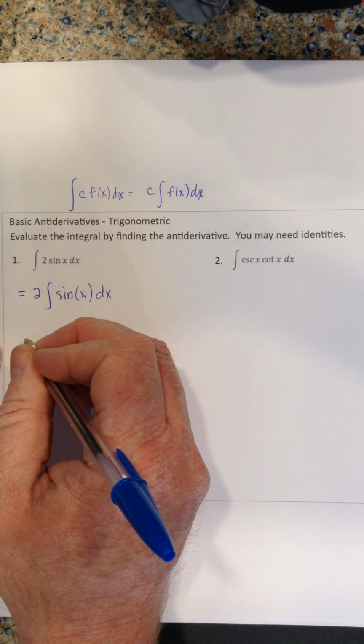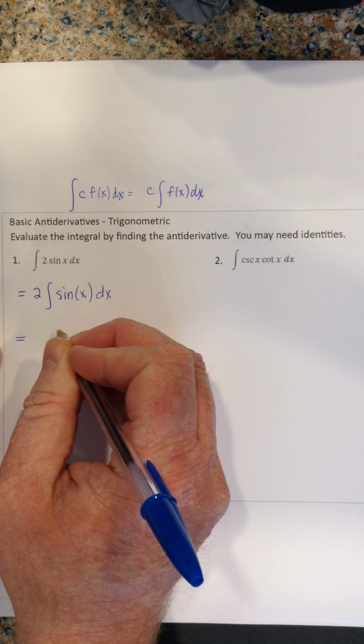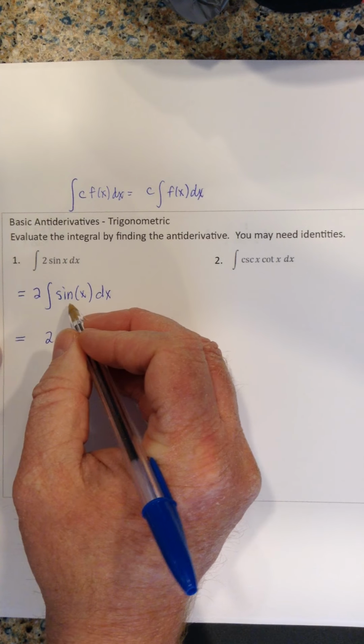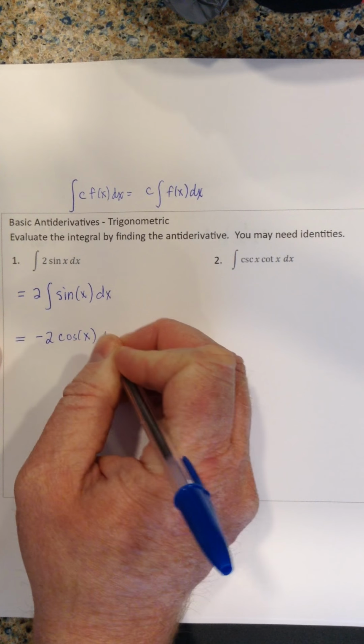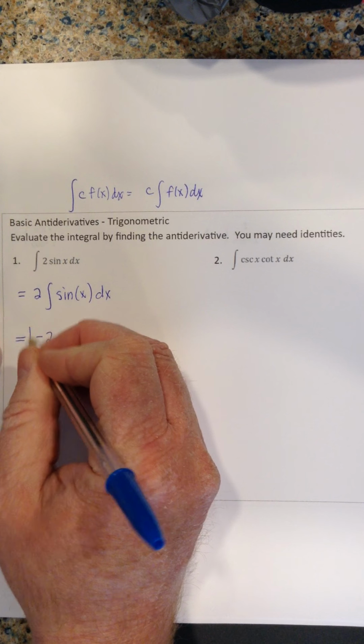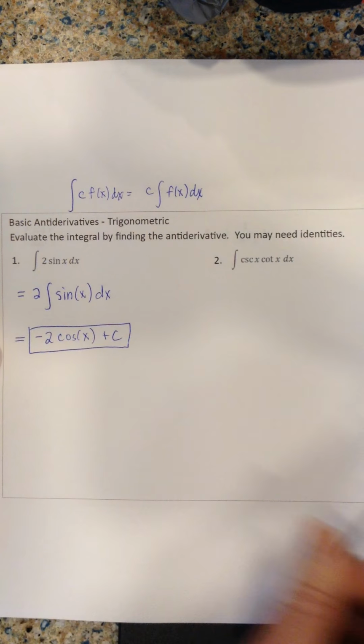So then what I can do is take the antiderivative. So the antiderivative of sine is negative cosine, and I get the plus c, which is my constant of integration.